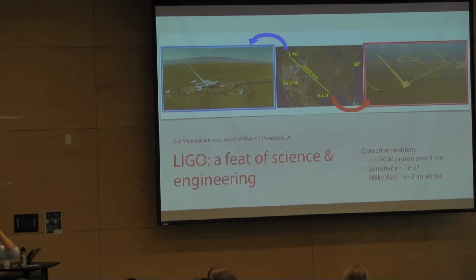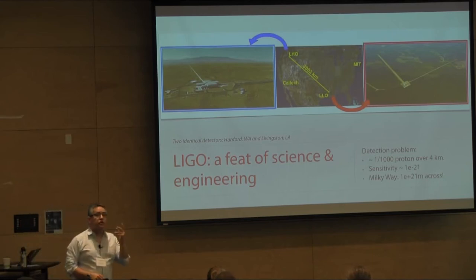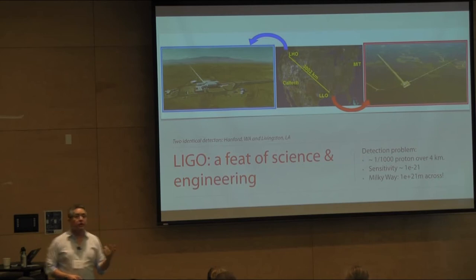Slight problem. You're trying to detect a change in length of roughly 1/1000th of the diameter of a proton over a distance of 4 kilometers. That's about 10 to the 21 in terms of sensitivity. You have about 21 orders of magnitude.